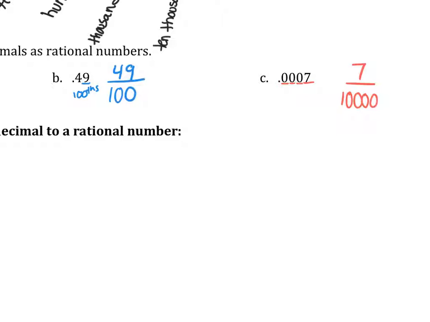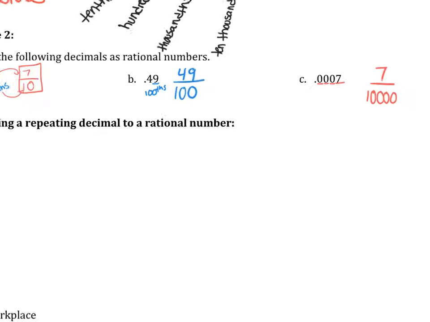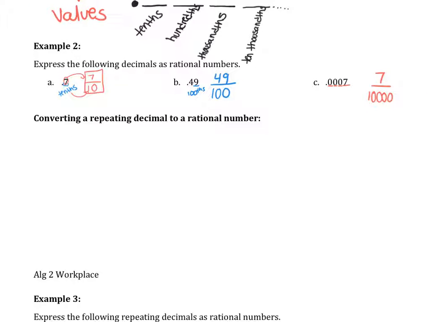So you check it backwards once you have an idea of what your answer should be. But sometimes the decimals are going to be too small. Your calculator won't convert them to fractions. Okay, any questions on that, how to do the terminating decimals as rational numbers?